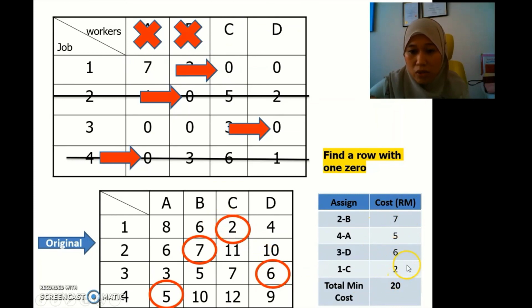So we add up all the costs. The total minimum cost is 20 ringgit for this assignment, in which 2 with B, 4 with A, 3D, and 1C.